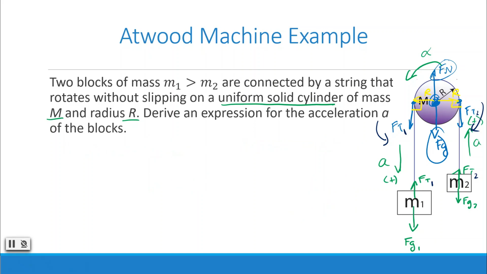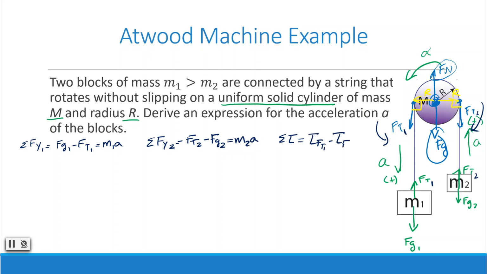So starting this problem again, we have that our net force in the y direction for block 1 is going to be Fg1 minus Ft1, and that's going to equal M1A. We have a net force in the y direction for block 2, which is going to be Ft2 minus Fg2, and that's going to equal M2A. And we have a net torque equation, which is going to equal the torque due to Ft1 minus the torque due to Ft2, and that is going to equal I times alpha. And that's for the pulley.